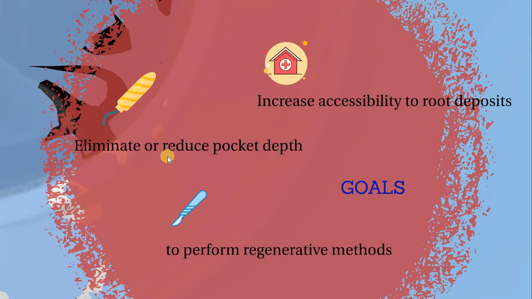And it will eliminate or reduce the pocket depth. This is the second goal. And thirdly is to perform regenerative methods like grafts, soft tissue and bone grafts. So we have accessibility, elimination of pockets, and regeneration. These are the main goals.